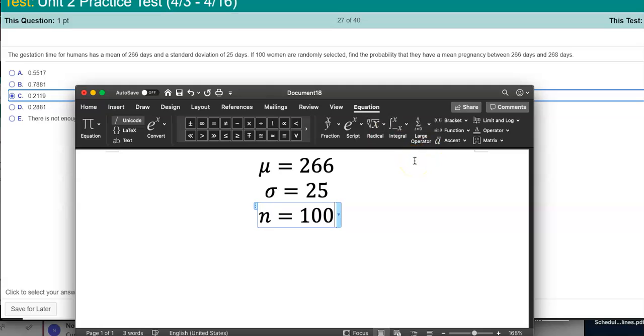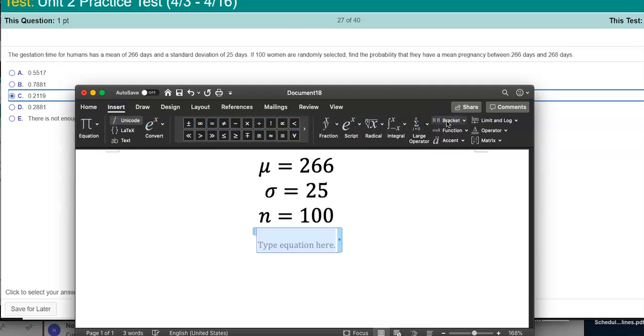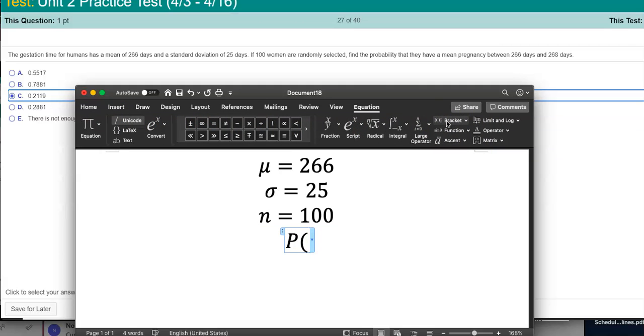They want you to find the probability that they have a mean pregnancy. And what they mean by that here is a sample, right? So we're trying to calculate the probability that this sample of size 100 will have a mean pregnancy, let me write that part down too, probability that X comes out to have mean pregnancy between 266 days and but less than what? 268 days. So that's what we have.